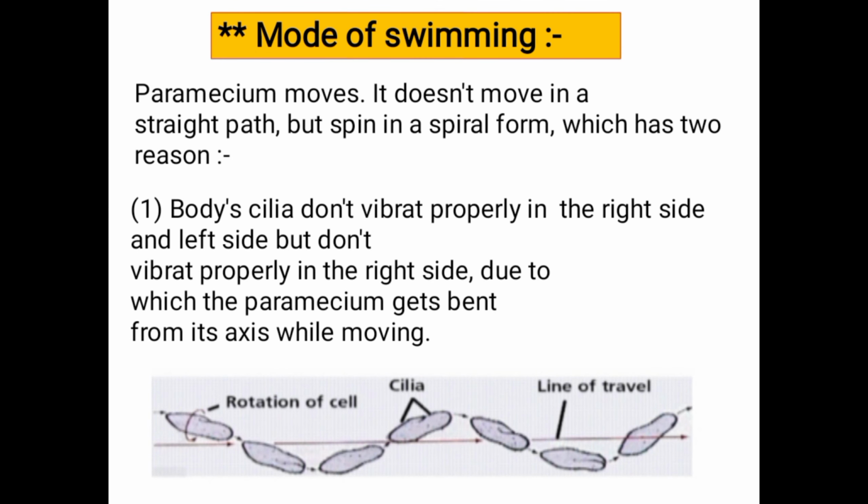Mode of swimming. Paramecium does not move in a straight path but spins in a spiral, for two reasons. First, the body cilia do not vibrate properly on the right side and left side, due to which the paramecium gets bent from its axis while moving.